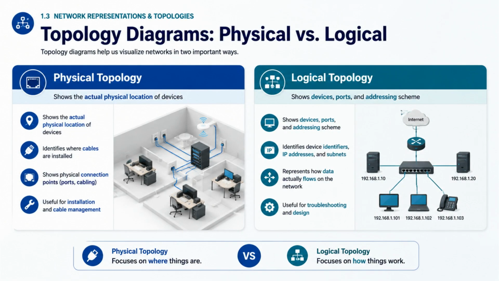Physical versus logical topology is a distinction that trips students up, so use the two-column layout deliberately. Physical topology answers, where is the cable run, and where does the box sit? Logical topology answers, how does the data actually flow, and what are the addresses? A good line: physical is what an installer cares about. Logical is what a network engineer troubleshooting an outage cares about.